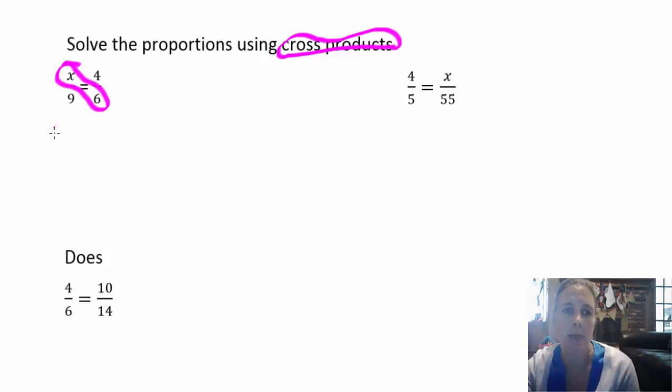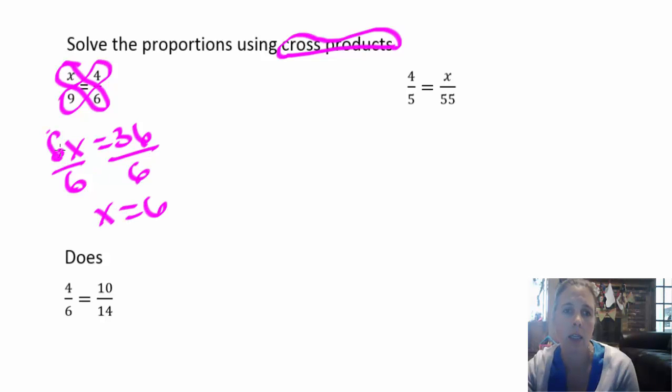So 6 times x is 6x equals 9 times 4, which is 36. Now we have to solve for x. We go way back to solving equations. I told you you'd be using it all year. So x equals 6. Now, pretty much most of you could have known that from the beginning. That is fine, but for now you have to use cross product because it's going to get harder. We're going to get into decimals and stuff like that in just a few minutes.